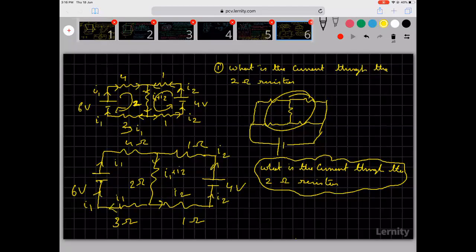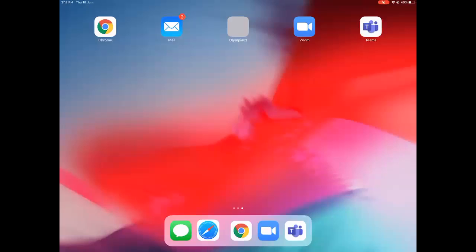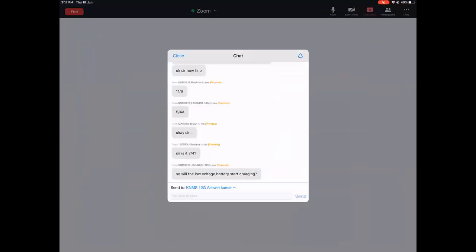A battery's job is to supply current to a circuit. Not all batteries can get charged. Only certain types of batteries can get charged. So if it's a rechargeable battery, it can get charged. But if it is not a rechargeable battery, then it won't get charged.